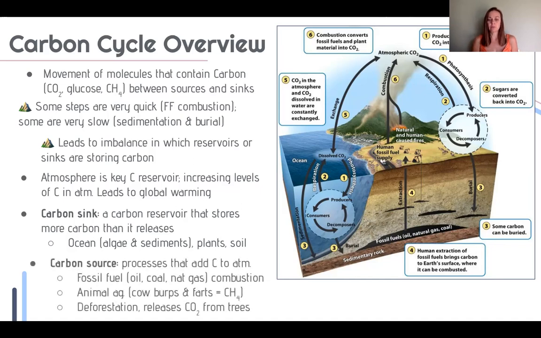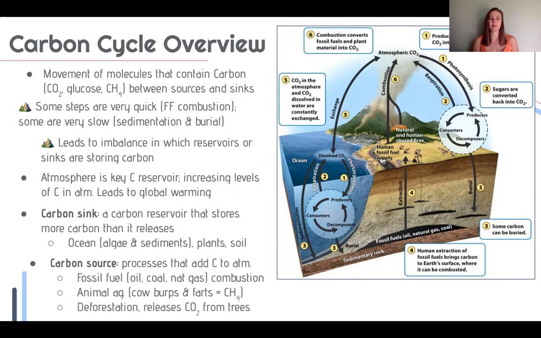When we talk about sources, we are talking about processes that add carbon to the atmosphere. So this would be the combustion of fossil fuels. Agriculture, particularly animal agriculture, is a significant contributor to carbon in the atmosphere. Methane is also a greenhouse gas. It is a much more potent greenhouse gas than carbon dioxide. It traps much more infrared per molecule.